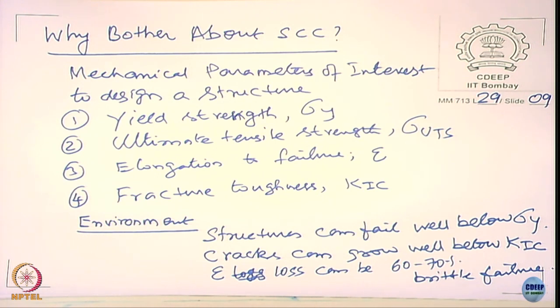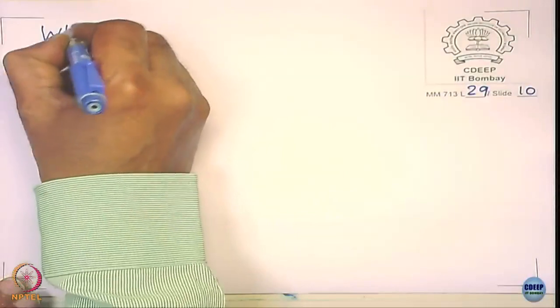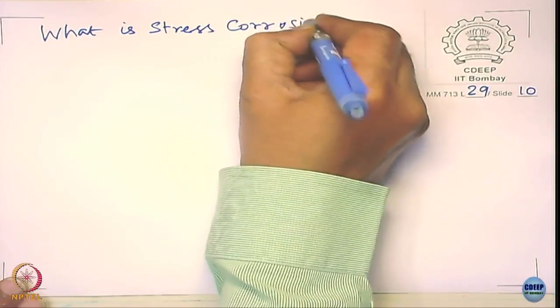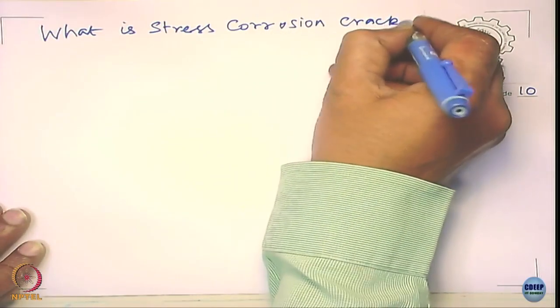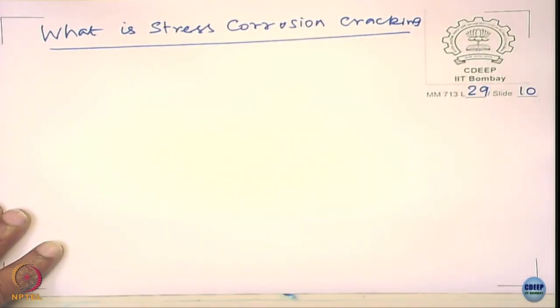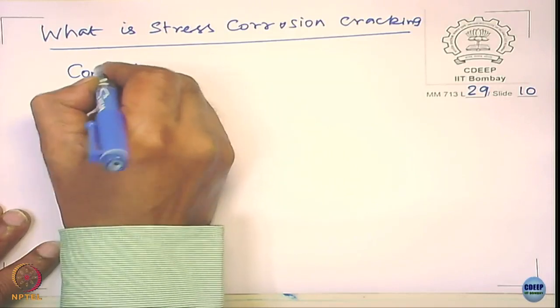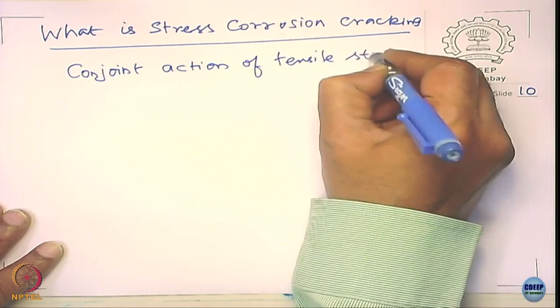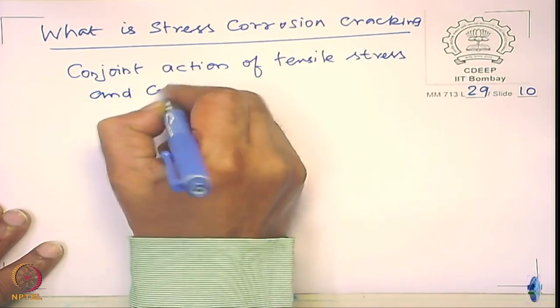So, stress corrosion cracking is a problem for the structures where you expect that it could suffer through those particular failures. Now, look at what is stress corrosion cracking. It is the conjoint action of tensile stress and corrosive environment.